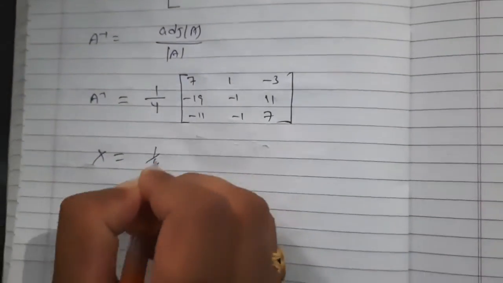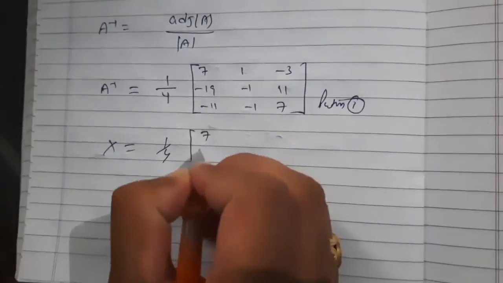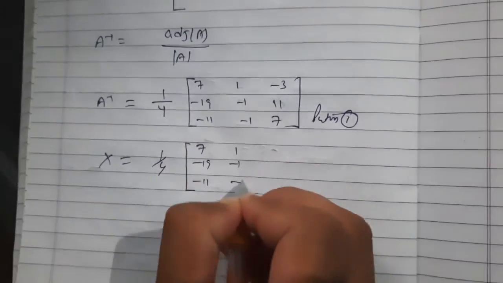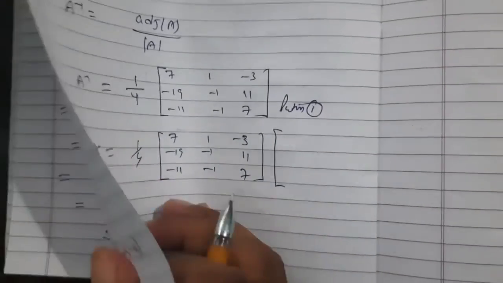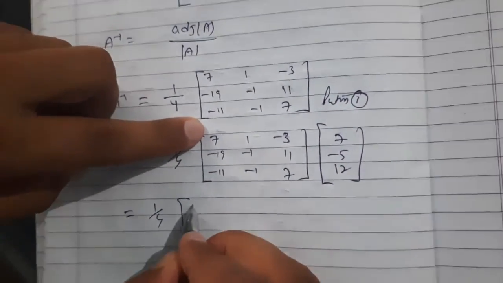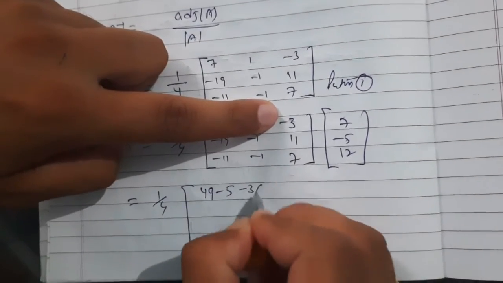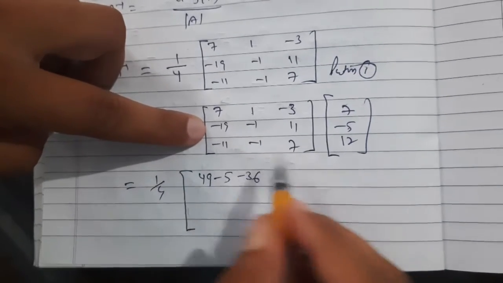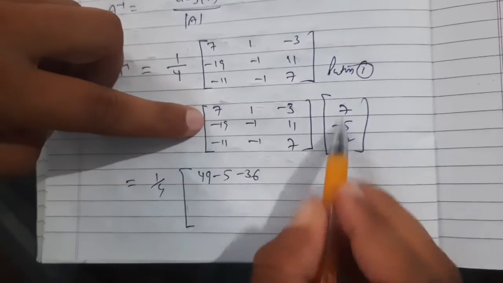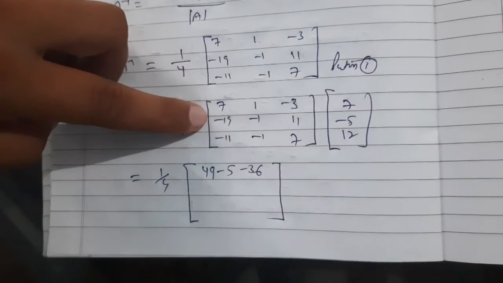X is equal to 1 by 4 times the matrix: 7, minus 19, minus 11; 1, minus 1, minus 1; minus 3, 11 and 7. Now multiply it by the matrix B. And what is the matrix B? Now let's multiply it. 7 into 7, that is 49. 1 into 5 is 5, and minus 36, 12 threes are. Now minus 19 into 7. In this way we multiply this row and this column, this row and this column, and this row and this column, and we will multiply these two matrices and get the answer.